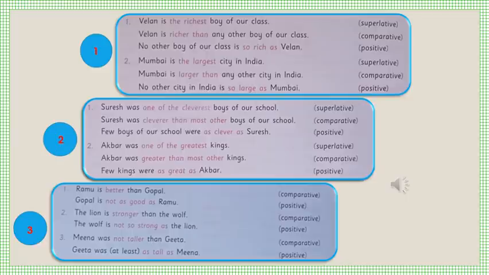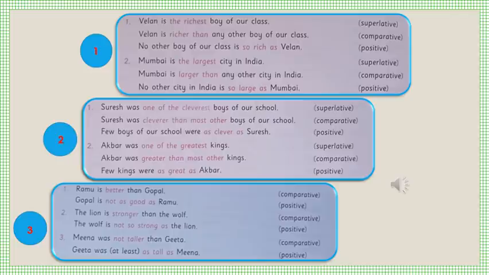And the second example, you see, Mumbai is the largest city in India. Superlative, the largest. Mumbai is larger than any other city in India. Mumbai is compared with the other cities. That is the comparative degree here. No other city in India is so large as Mumbai. That is a positive degree.